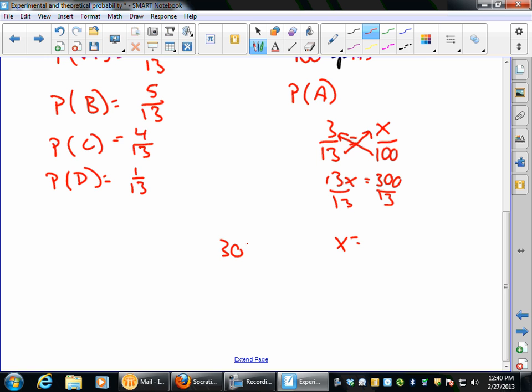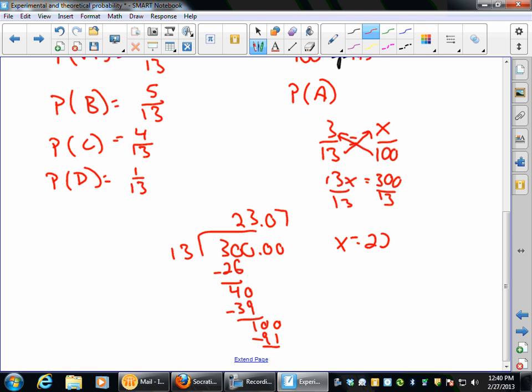And if I divide 300 by 13, it does not go in evenly. 13 goes into 30 2 times. 26 leaves me 4 left over. And then it goes into 43 times. That's 39. Leaves 1. And it doesn't go into 10, so I'd have a 0 there and have to bring down another 0. It goes into 100 7 times. Gives me 91. So I see it's 23.07, and then the decimal would keep going.